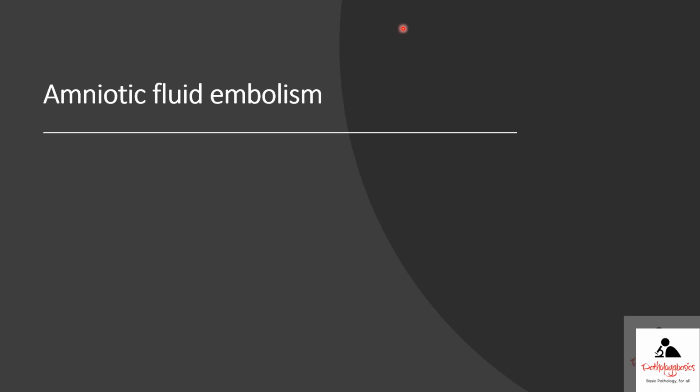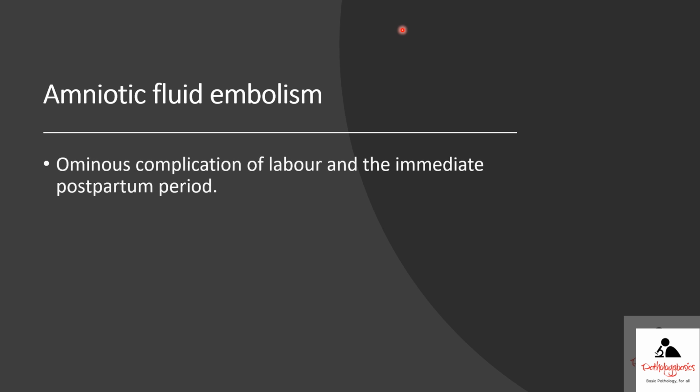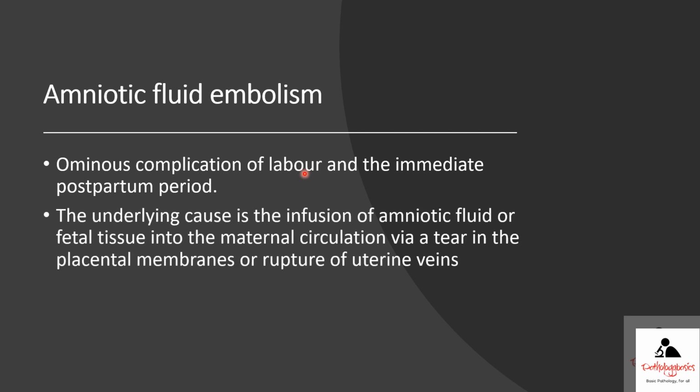Next is amniotic fluid embolism. Amniotic fluid embolism is a complication of labor and also seen in the immediate postpartum period. The underlying cause, as you can guess, is infusion of amniotic fluid and fetal tissue into the maternal circulation. This may happen because of a tear in the placental membrane or rupture of the uterine veins.